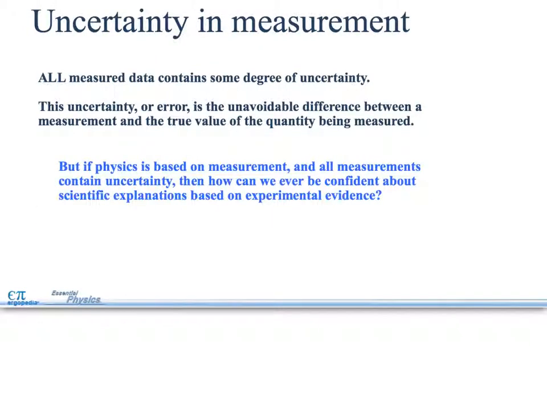All measured data contains some degree of uncertainty. This uncertainty or error is the unavoidable difference between a measurement and the true value of the quantity being measured. But if physics is based on measurement and all measurements contain uncertainty, then how can we ever be confident about scientific explanations based on the experimental evidence? This is a very good question.